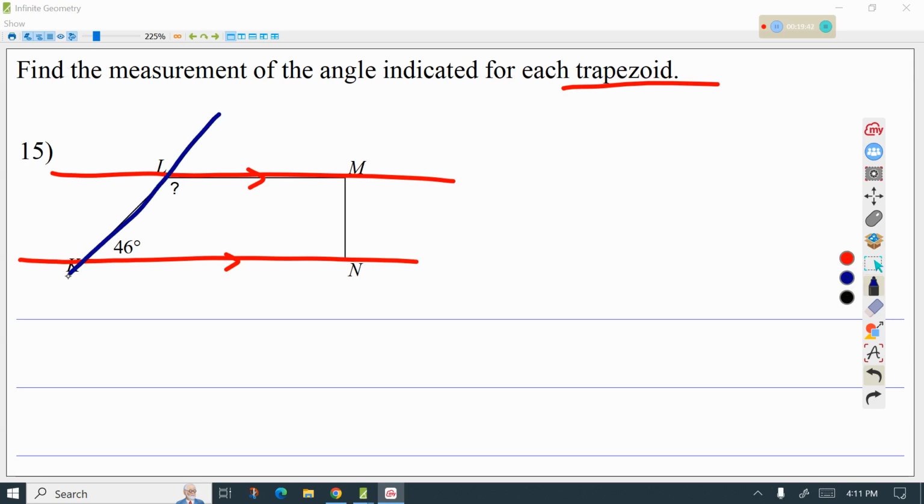We have this line crossing right here. And we learned corresponding angles were the most important things in parallel lines, right? That was our postulate.